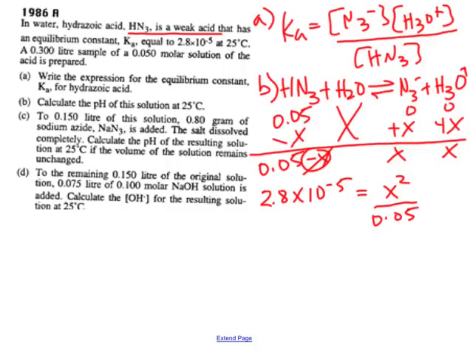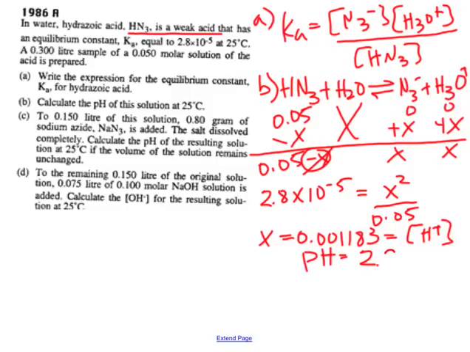I know I'm moving fast, but you have a video, so you stop it after every step and make sure you get stuff copied down and understand what's going on. All right, I'm going to solve for my X. I get an X equal to 0.001183, which is equal to the H3O plus concentration. If I take the negative log of that, I end up getting a pH of 2.93, which is what part B is asking us for.